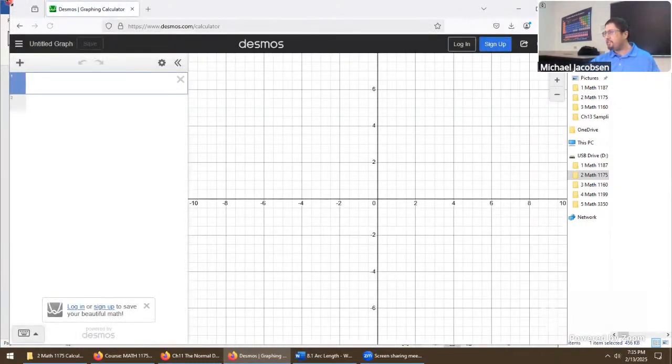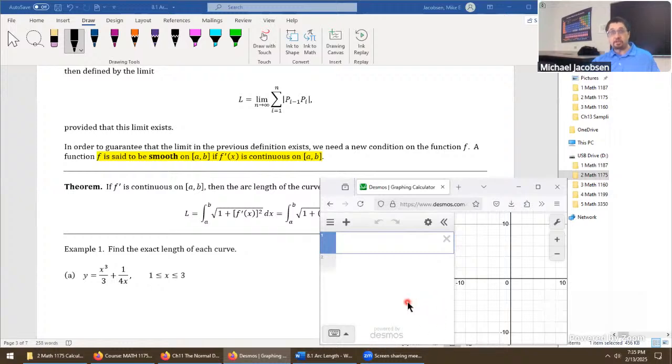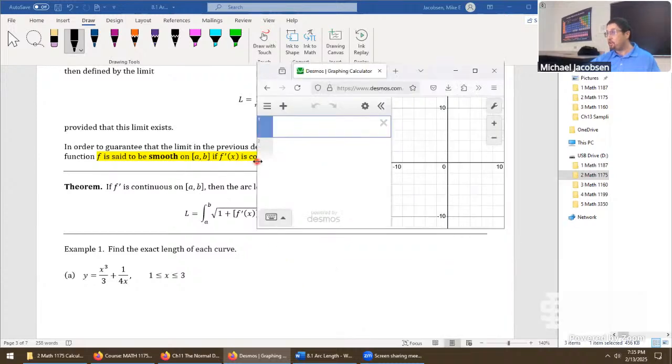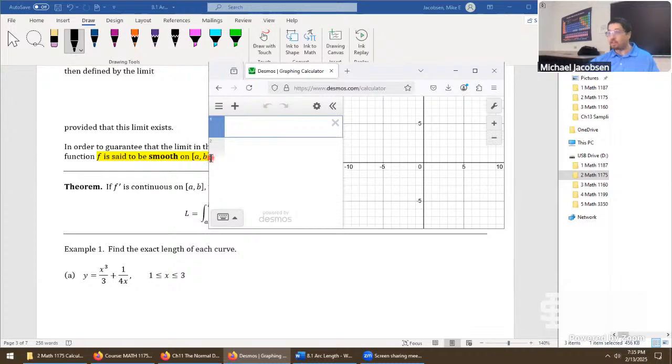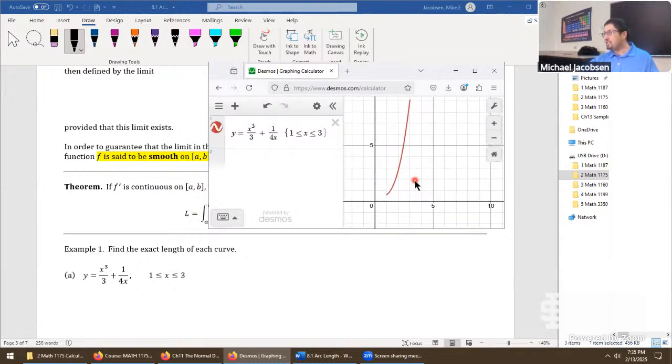On exam questions, I often plot the curve on paper. Not that it's required to see the plot, but it can give you a reasonable estimate on if your answer is correct, if it's in the right ballpark, or if we're way off just by knowing what the curve is. So let's plug it in. y equals x cubed over 3 plus 1 over 4x. The domain condition is going from 1 less than or equal to x less than or equal to 3. And this is the curve that we're trying to work with.